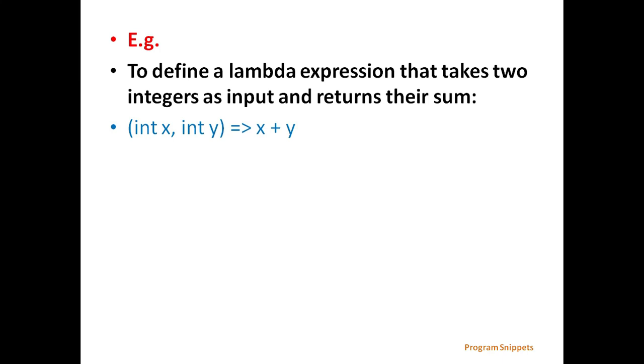For example, to define a lambda expression that takes two integers as input and returns their sum, in parentheses we'll write int x, int y, which is the parameter list, then lambda operator and x plus y. Here it will take x and y as input parameters and execute x plus y.